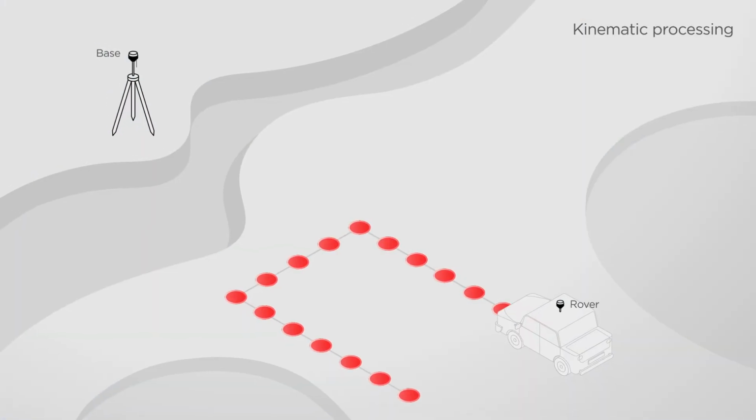First, let's look at what's behind the feature. With kinematic processing, you can post-process raw data collected without a real-time correction link between a base and a rover and get a precise track of measurements.